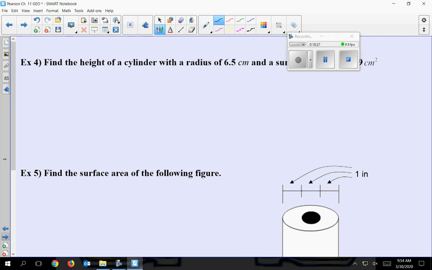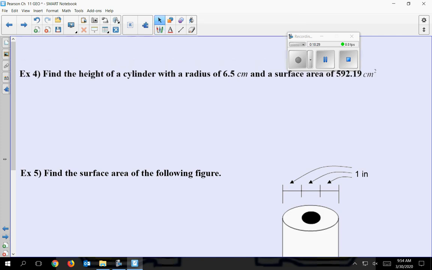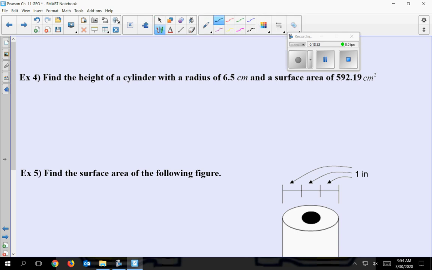Okay, this is a pretty good problem. This would show up on a test. You're taking what the formula is and you plug everything in where it's supposed to go. So the surface area of a cylinder is this. Well, let's take what they gave me. They told me the surface area is 592.19, and I'm going to round it to 2, because I'm rounding everything else up.